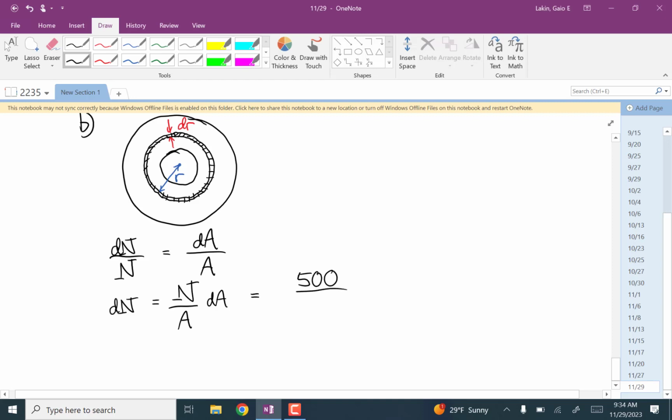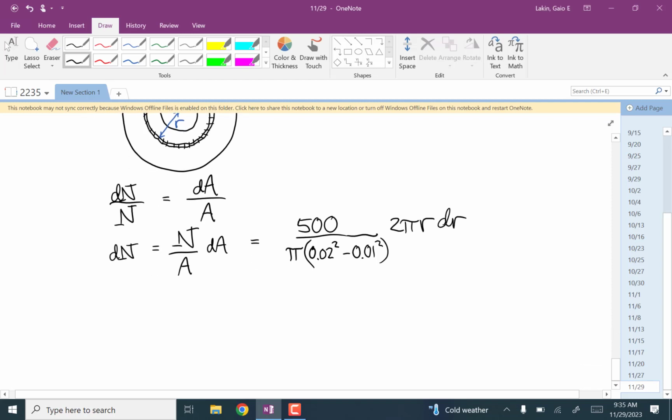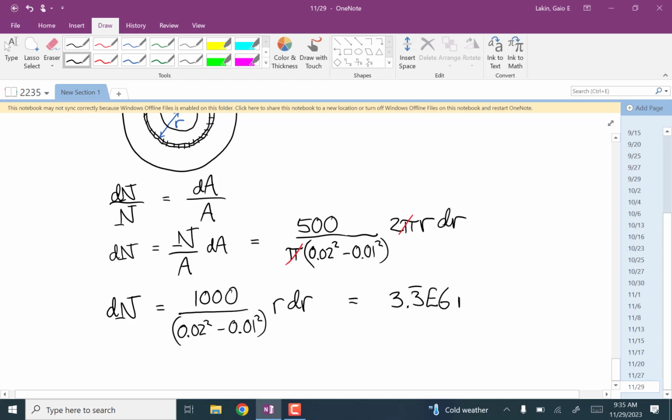N is still 500. This time the area of the whole shape is pi times 0.02 squared minus 0.01 squared, times 2 pi r dr. And so dN is equal to, cancel the pi's, 2 times 500, so you got 1,000 divided by 0.02 squared minus 0.01 squared times r dr. And can someone calculate that constant? 3.3 repeating times 10 to the 6th r dr.